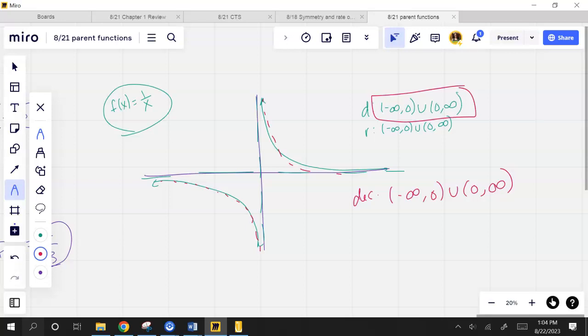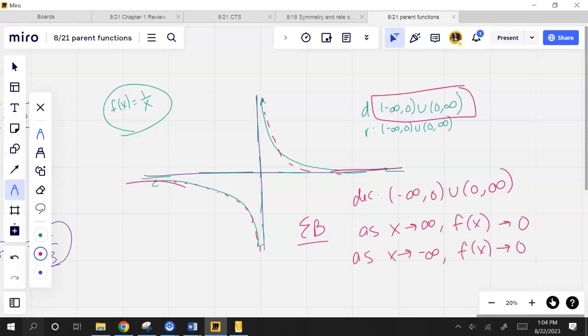How about the end behavior, because it's a little bit different here with these asymptotes. As x approaches infinity, f of x, you're exactly right, Anna, f of x approaches 0. The other side, as x approaches negative infinity, 0 again, that's right. Because as I move to the positive side or the negative side, that graph is getting closer to 0. It's not going up or down, it's getting closer to 0.